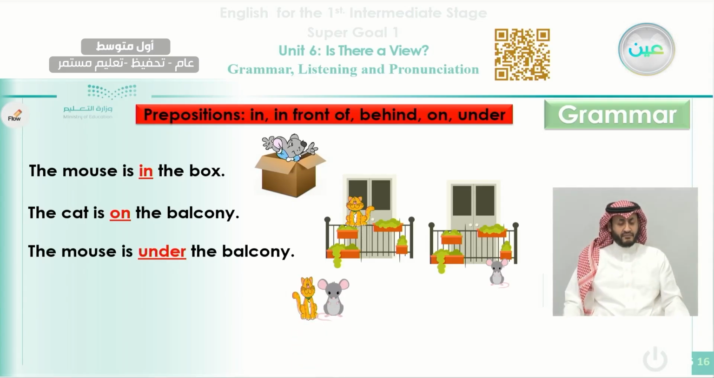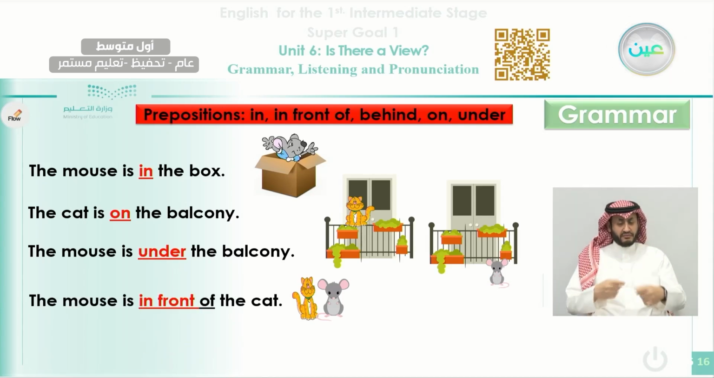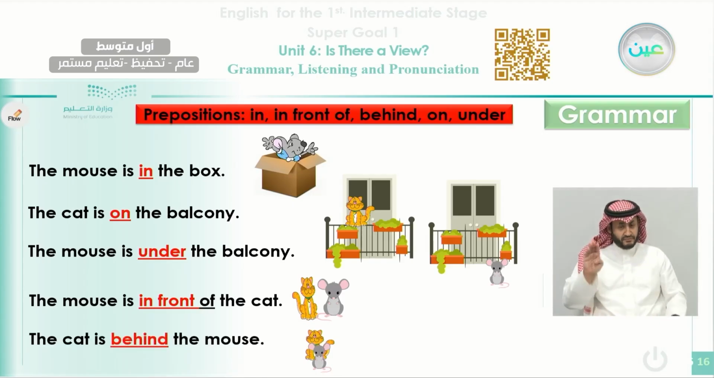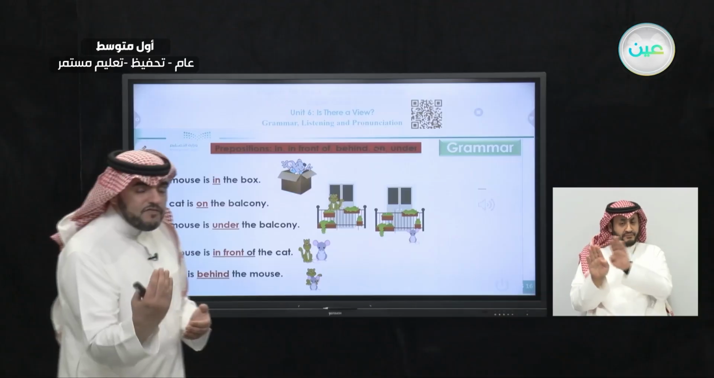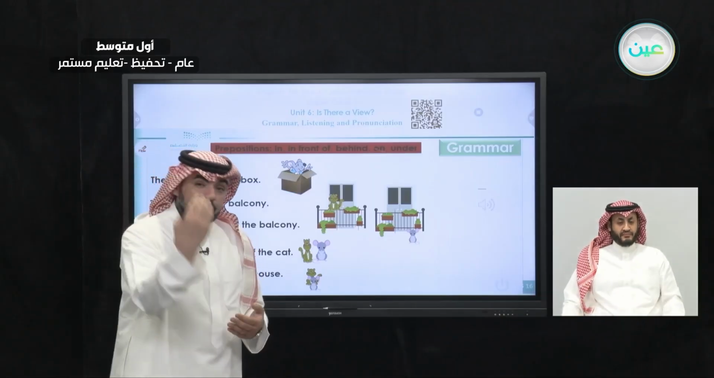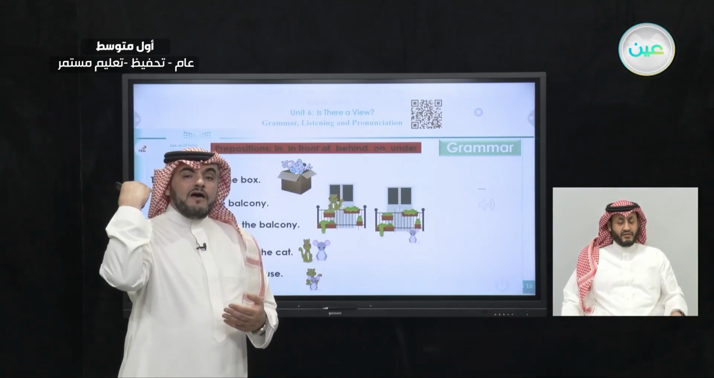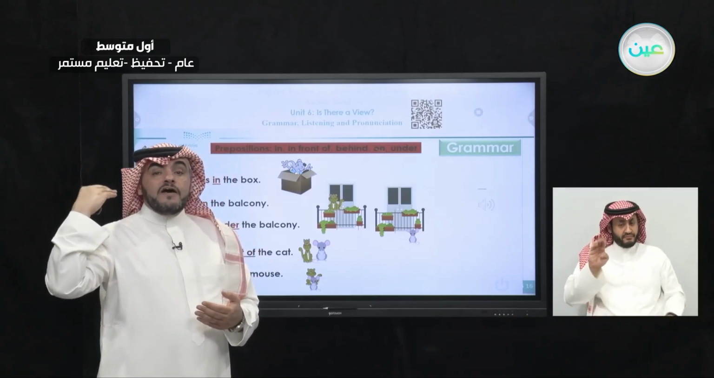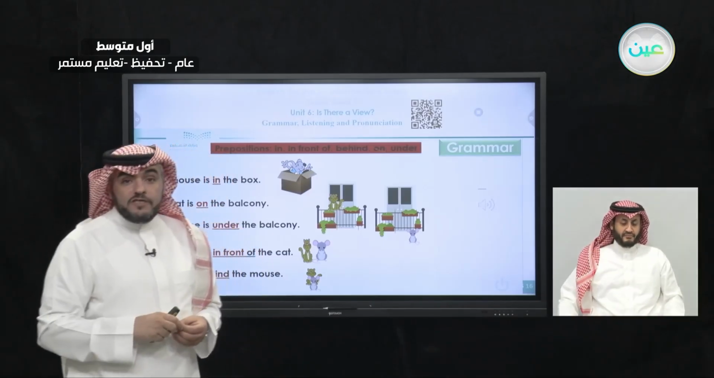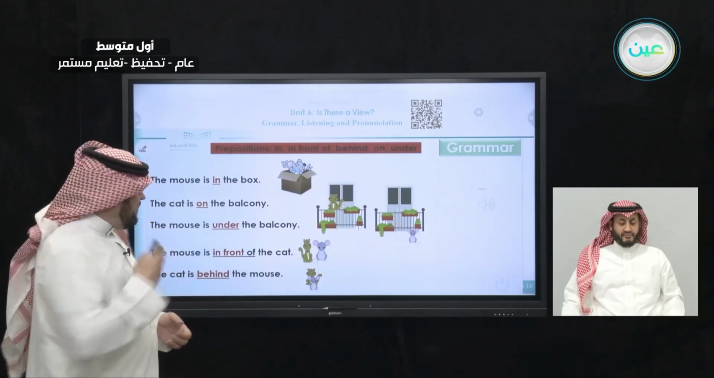And here we have a cat and a mouse. One of them is facing the other, so we can say in front of the cat. It is in front of the cat. So one of them is facing the other. And here we talk about a mouse and a cat again. Where is the cat? We can say here the cat is behind the mouse. As we said before, the cat is behind the mouse.